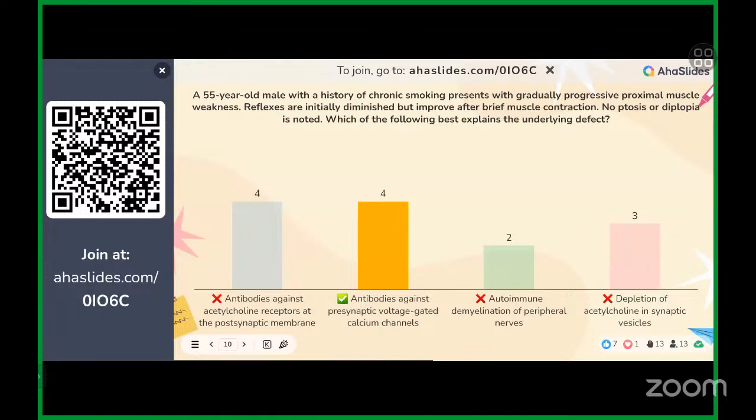Okay, we often get confused between myasthenia gravis and Lambert-Eaton syndrome. I think these three diseases, that is myasthenia, Lambert-Eaton, and Guillain-Barré disease, are very important. In terms of that, you need to know the differentials correctly.